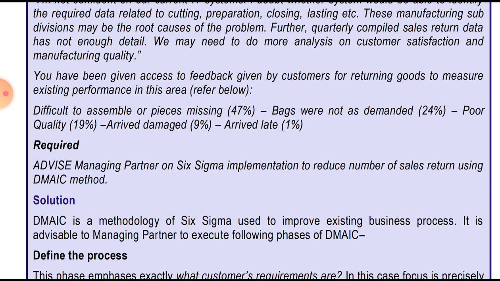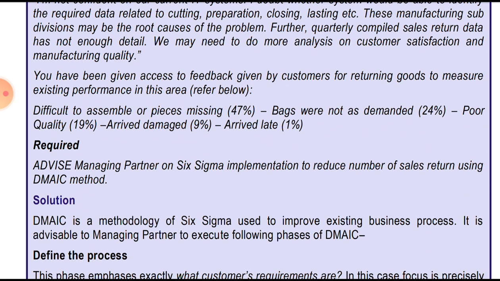Refer below. First, difficult to assemble or pieces missing. What they do is, when they supply the luggage bag, they send the boxes and it has to be assembled by the customer itself. So one thing customers face is that it is difficult to assemble or the pieces to assemble are missing. It has been identified that 47% of the entire sales return is due to this reason.